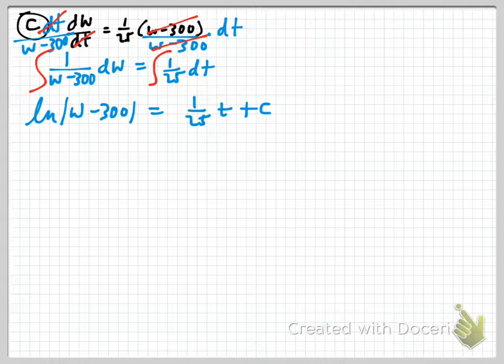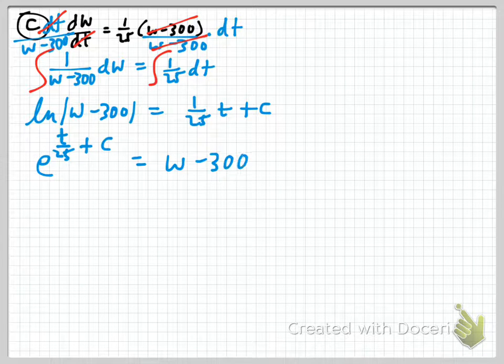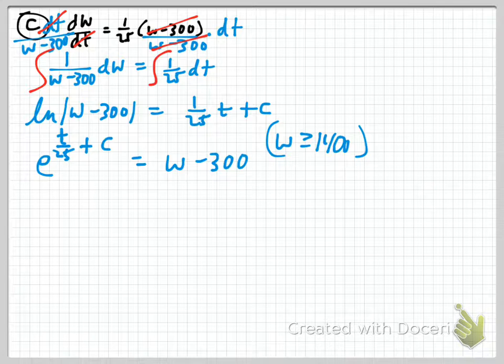Okay, here we have a logarithmic equation. We convert this to exponential. I'm going to put the t over 25 right there, so I don't have to write 1 over 25 times t, plus c is equal to W minus 300. And remember, W is in our problem at least 1400, so we can drop those absolute value bars. Make sure we remember that. And then that same process we keep going over and over. We have e to the t over 25 times e to the c equals W minus 300.